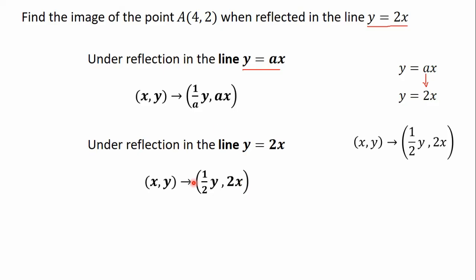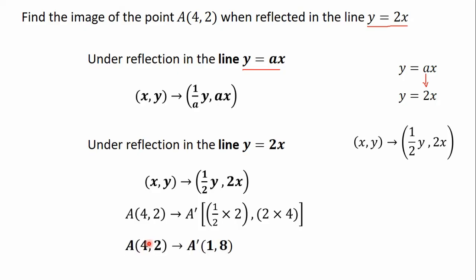Now we can use this rule to transform the point A with coordinates (4, 2). We will have the point A (4, 2) giving us A prime, which is the image of A. The x coordinate is 1 divided by 2y, that is 1 divided by 2 times y. And the y here is the y coordinate of the point. The y coordinate of the point is 2. So we have 1 divided by 2 times 2. Then the y coordinate is 2x. The x here is the x coordinate of the point. The x coordinate of the point is 4. So we have 2 times 4. 1 divided by 2 times 2 is 1. 2 times 4 is 8.